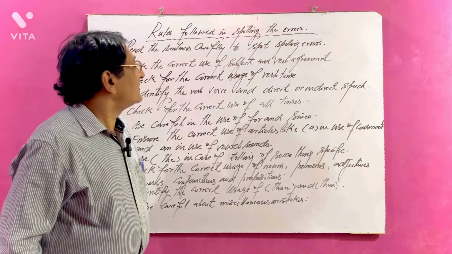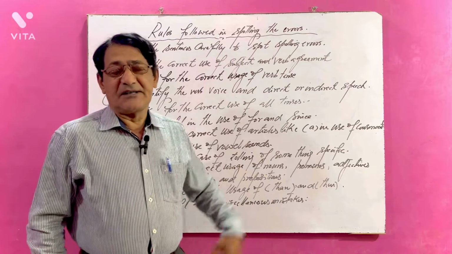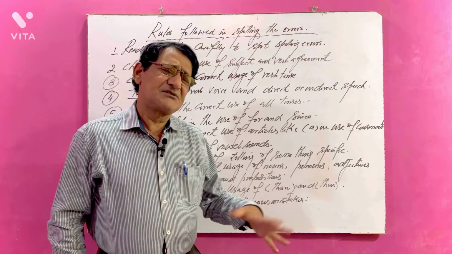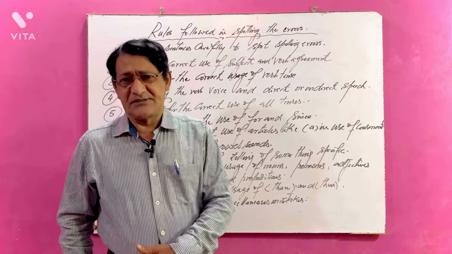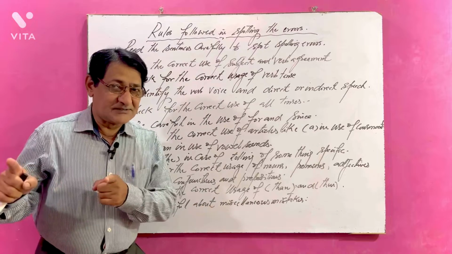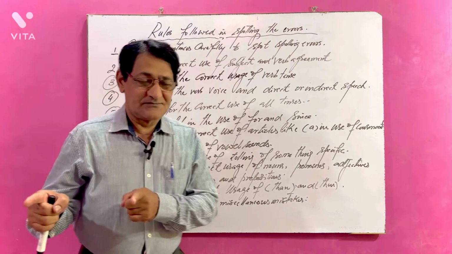Today I have brought 10 golden rules that can help you to spot the error. Spot means to find out, to detect something, because something is wrong in a given sentence and you are to look for that and remove it. Okay.